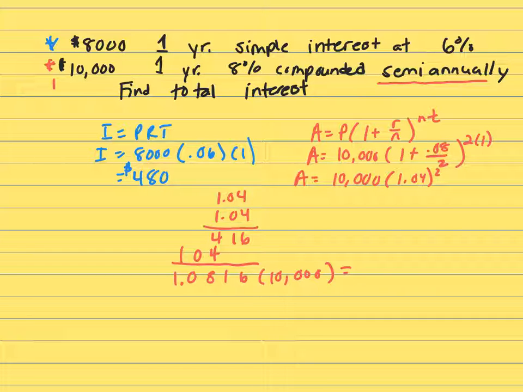And what that's going to do is just move your decimal 4 places to the right. So it's going to give you 10816. So you can tell your interest is 816. And you want to add that to 480. And that's 1296. So it took me 1 minute 48 seconds to work the problem. That was showing a lot of steps.